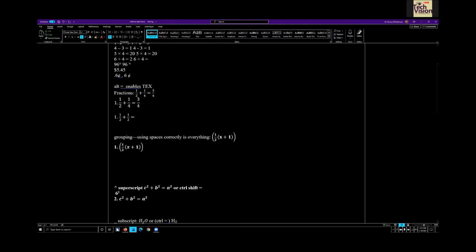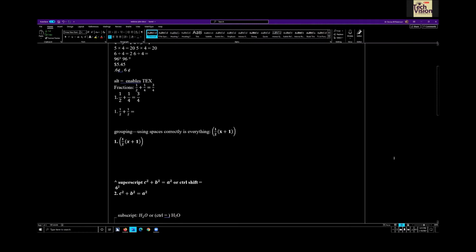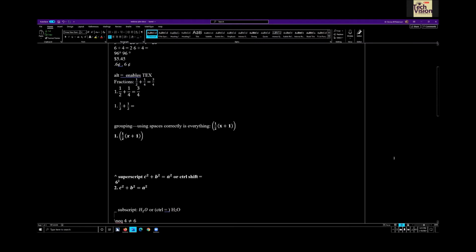Control equals 2, turn it off. Control equals, and O. H2O, perfect. Underline subscript: H sub 2 or left paren, control equals, right paren, H subscript 2 and subscript O. It tells you however you're doing it.